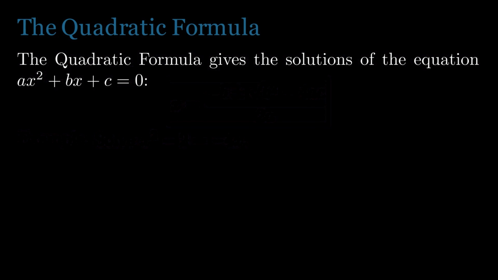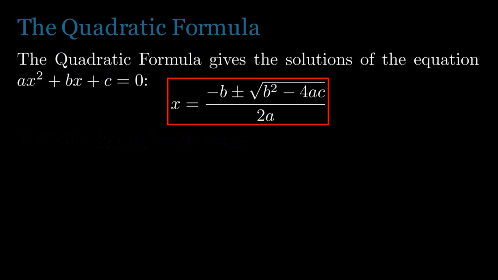constant term. Once we have that general form, we identify a, b, and c, then the solutions are of the following form. X equals the fraction with the numerator of minus b, then plus or minus the square root of the quantity b squared minus 4ac, and that's all over 2a.